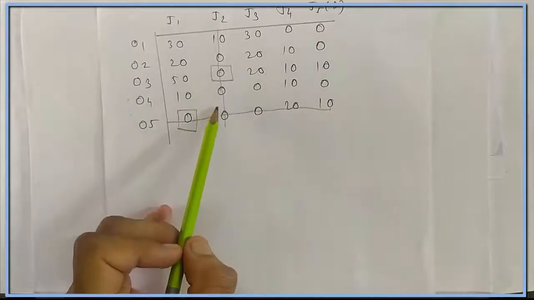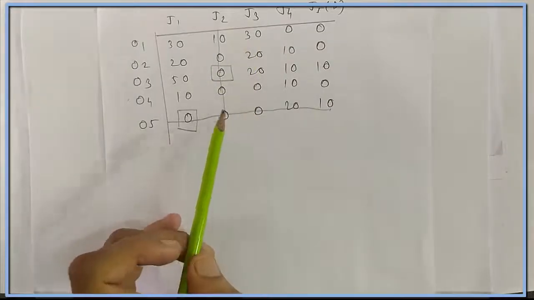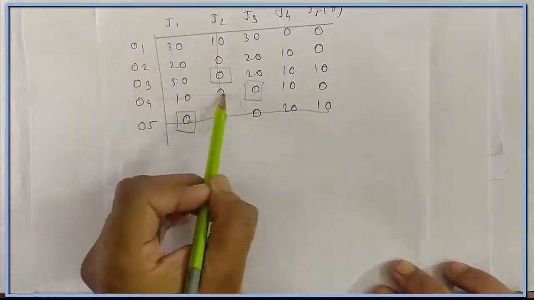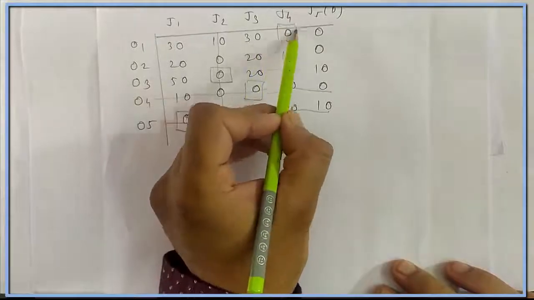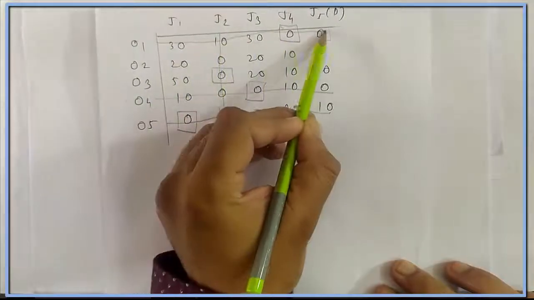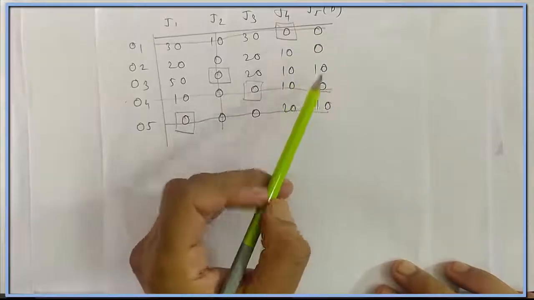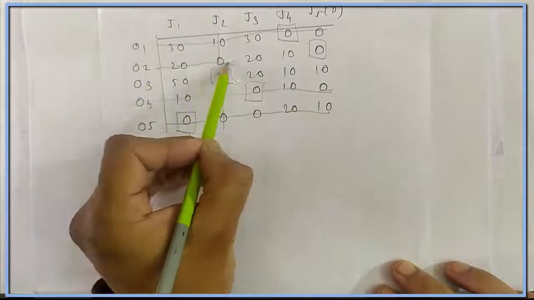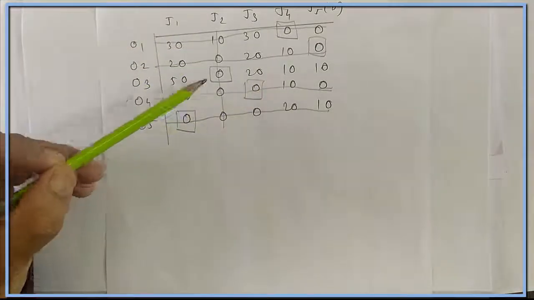Look at the second column, it is deleted. In the third column, only one 0 is there. This 0 is deleted. Therefore, mark a square and draw the horizontal line. In the fourth column, only one 0 is there, therefore mark the square and draw the horizontal line. And in the last column, only one 0 is there, these 2 zeros are deleted, therefore mark the square and draw the horizontal line. After this, count the number of lines: 1, 2, 3, 4, 5.